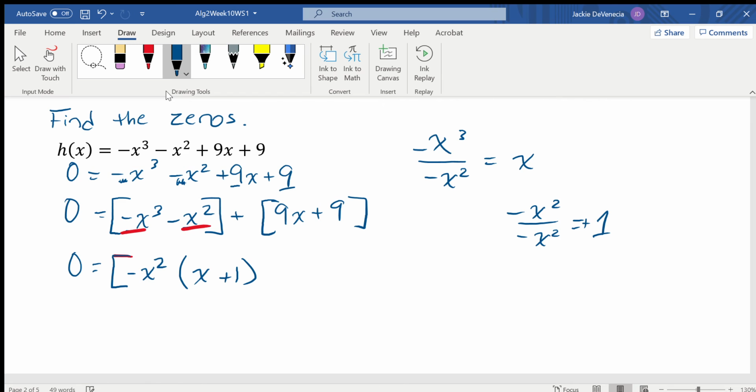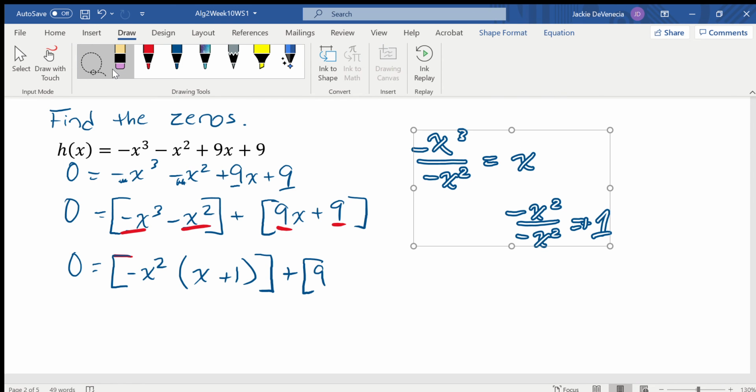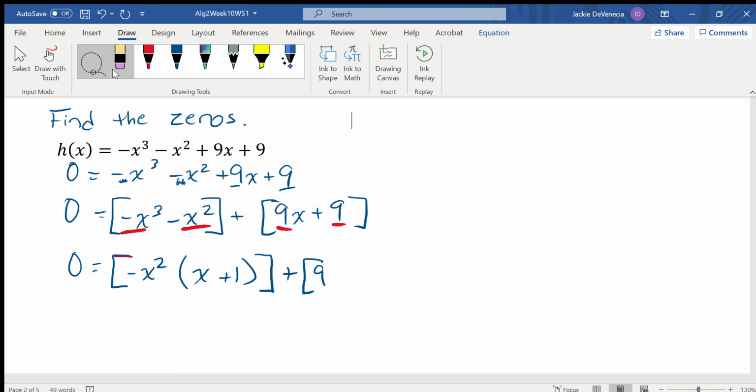Okay, so I'm set with that bracket. That's been factored out. And now let's look at this other bracket. They both have 9s, so that's something I can take away, or factor out. And again, I'm just going to be doing the same thing. I'm going to be dividing 9 from each part of this problem.